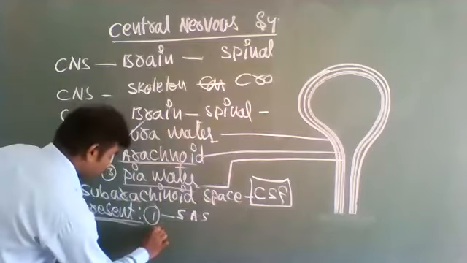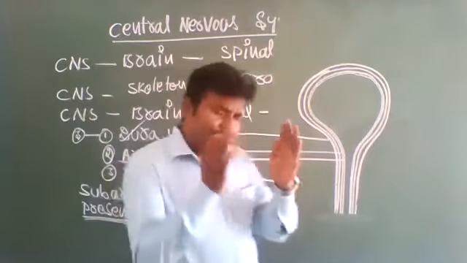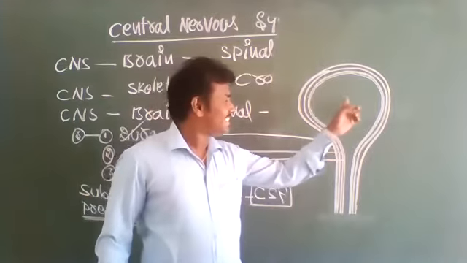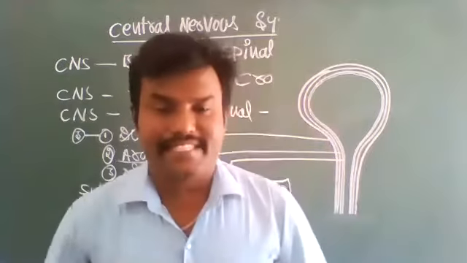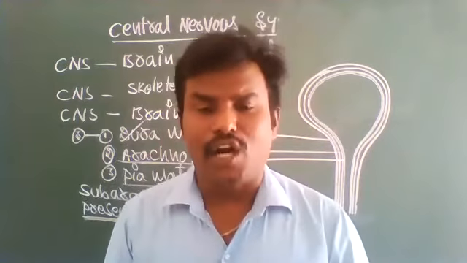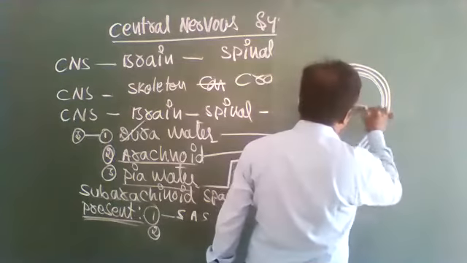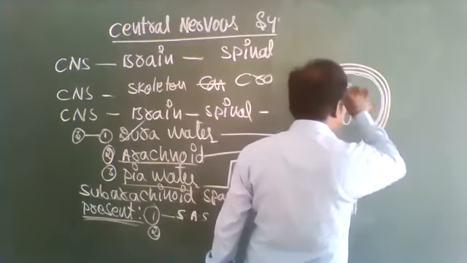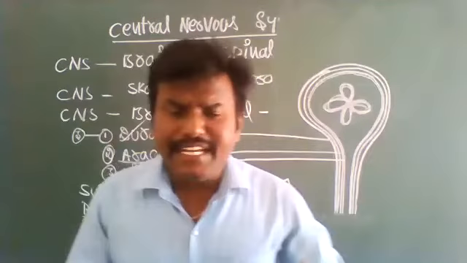Second one. Here is a very important point. There are 4 cavities present in the central part of the brain. Those 4 cavities are called the ventricles of the brain. The 4 cavities are located in the central part of the brain.